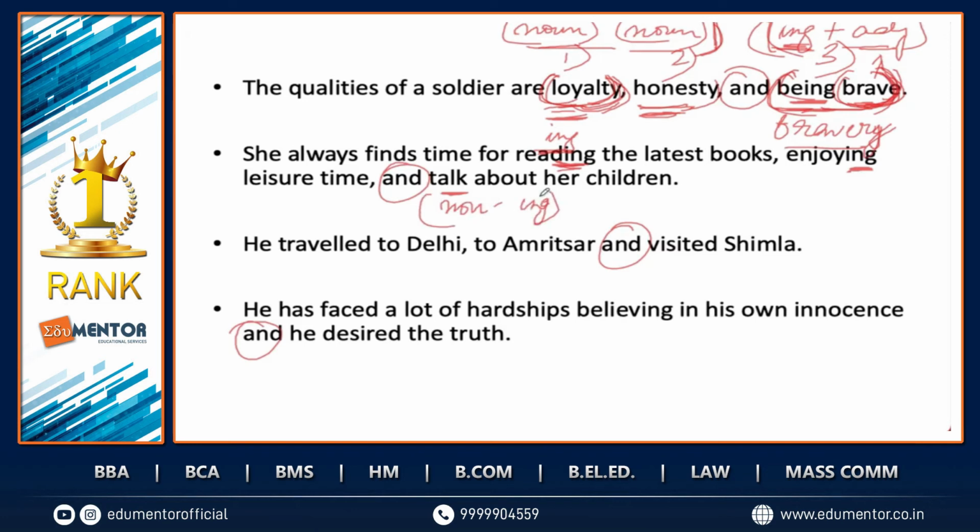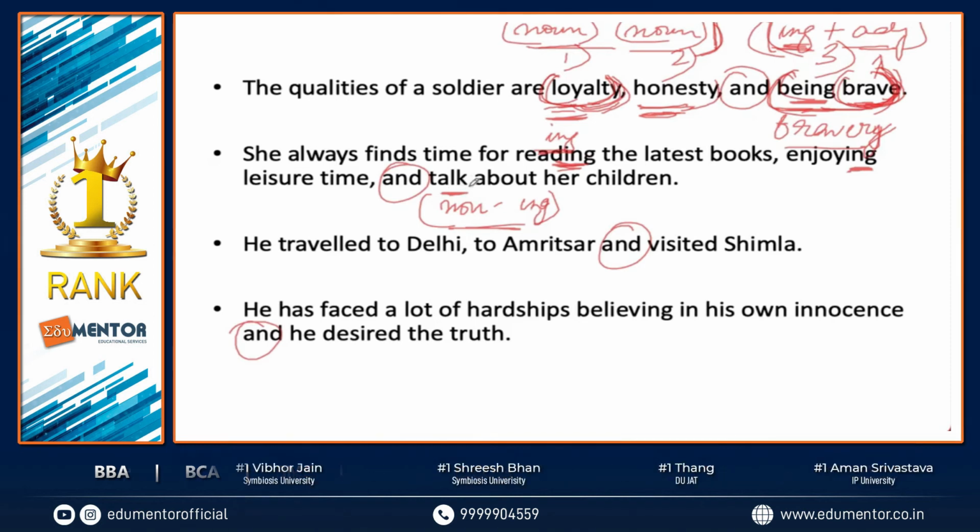So we have three clauses. The first is in the ing format, the second is again in the ing format, and finally the third is non-ing. So it is not uniform, it is not equal, and we need to make it equal. We just need to change talk into talking. She always finds time for reading the latest books, enjoying leisure time, and talking about her children. That would be the final correct sentence.